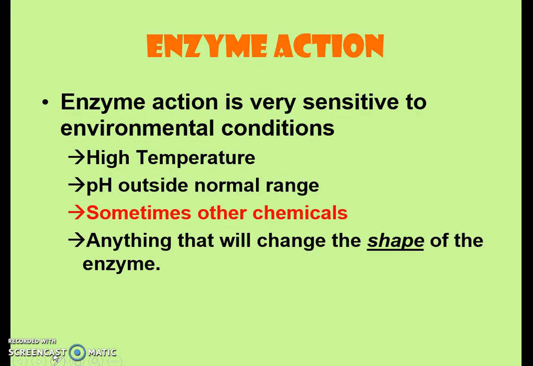Enzyme action is extremely sensitive to environmental conditions. We've talked about that before. We talked about high temperatures, that they could change the shape of the active site. They could denature the enzyme, melt them. We talked about pH outside of the normal range, whatever the normal range is for that enzyme, that it could change the shape of the enzymes. But sometimes other chemicals can also have an effect as long as they're changing the shape of the enzyme. Two examples of what kind of an effect they could have.